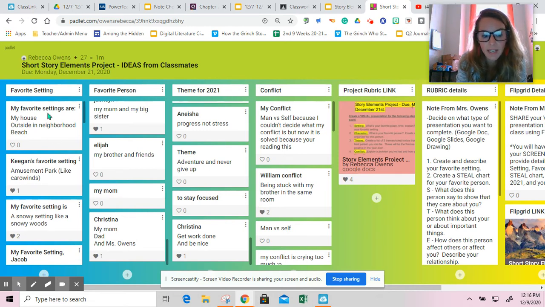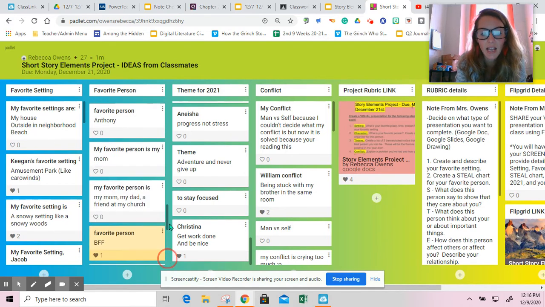What are their favorite settings? Because in your project, you have to tell me what your favorite setting is, a picture of it, and then explain why it's your favorite setting. So they have just given you guys a few ideas, and feel free to use any of these or think of your own now that you've gotten some examples.